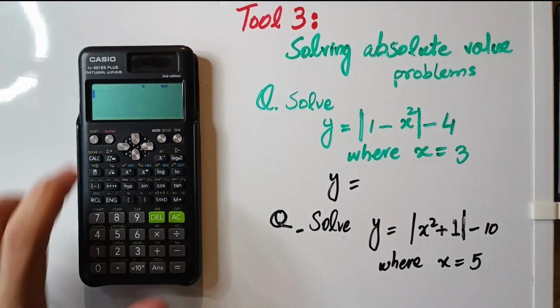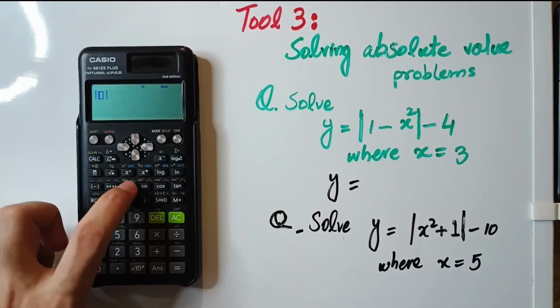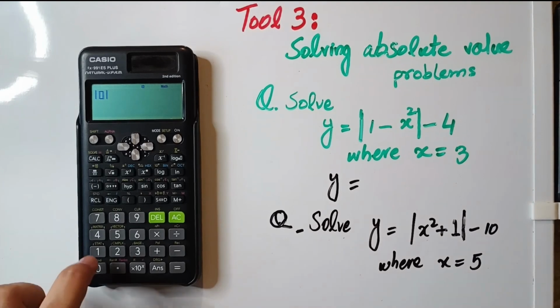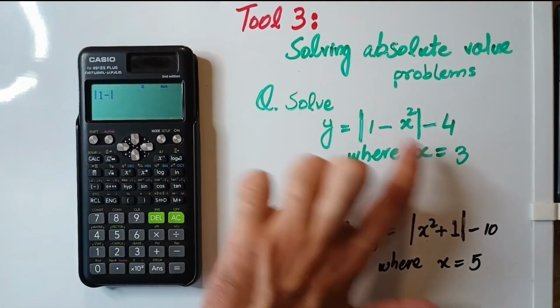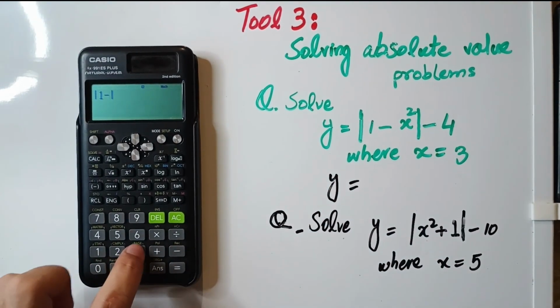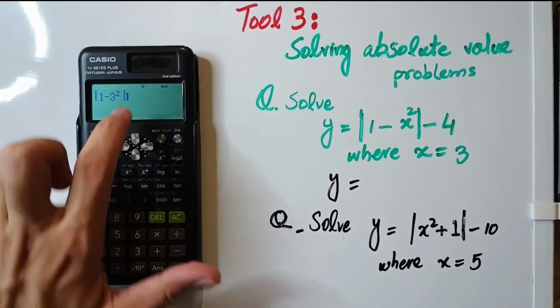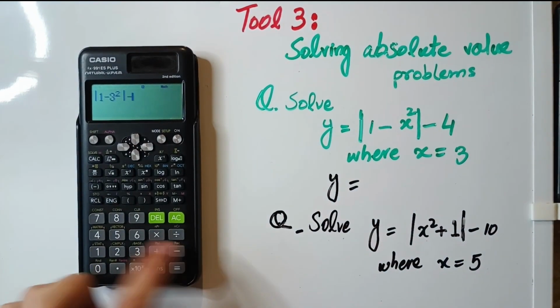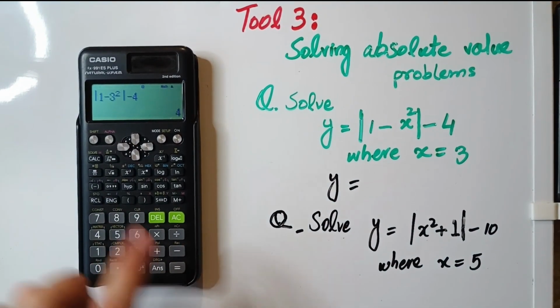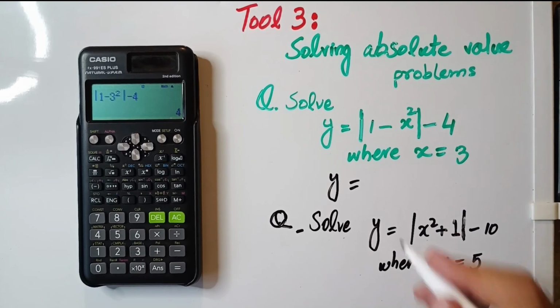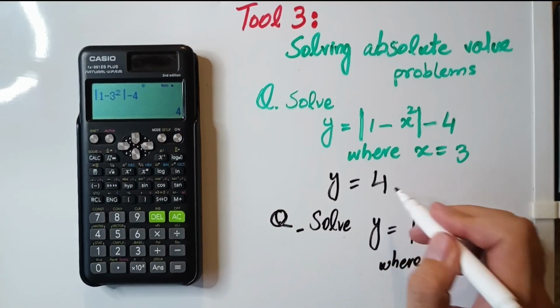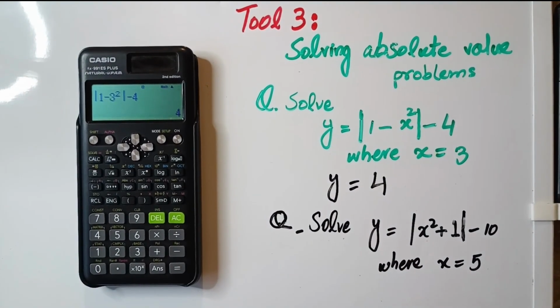So here it is. First of all, press Shift and this HYP button, which gives us absolute value. Need to write 1 minus x square, and x is given as 3. So I will write 3 square, and outside the absolute value it is minus 4. So just press equal to and you will get the value of y as 4. So this is how we solve an absolute value problem using a calculator.